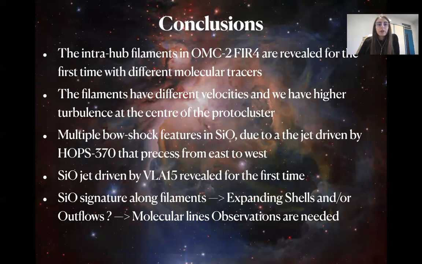So now I go to the conclusions. We could see the intra-hub filaments in OMC2 FIR4 for the first time using different molecular tracers like methanol and CS. We have seen that the filaments have different velocities and that we have higher turbulence at the center of the protocluster. We have seen several bow shock features in SiO due to the jet driven by HOPS 370 that precessed from east to west.